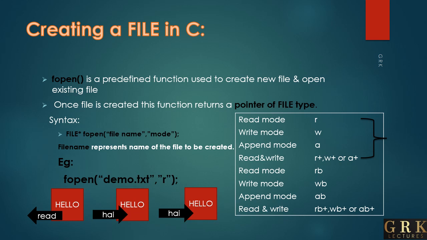So likewise, different modes can be used in the fopen function. And at the last, when we are working on binary files, we have to use rb for the read mode and wb for the write mode. So these letters must be used corresponding to the mode in which we are opening the file.